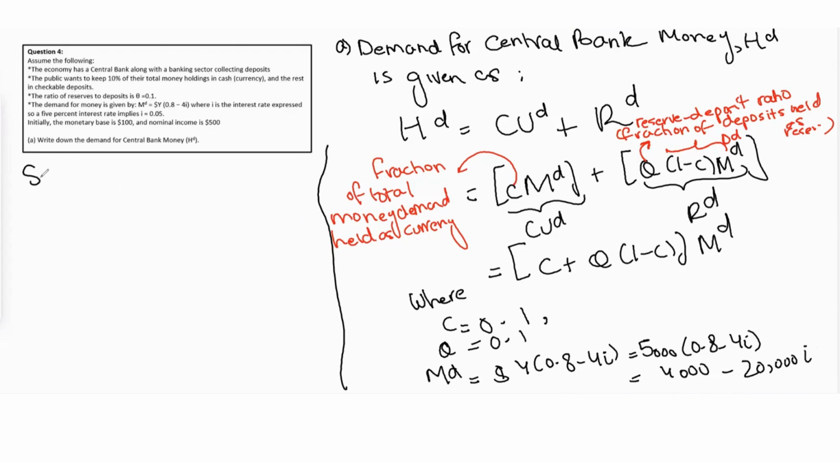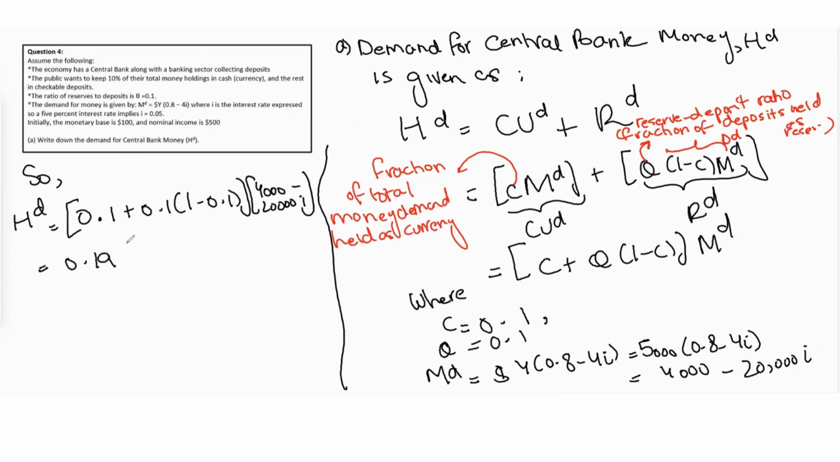So demand for central bank money is given to us as (C of 0.1 plus theta of 0.1 times (1 minus C of 0.1)), and then times money demand, which is 4,000 minus 20,000i. So if we simplify this a bit, this is 0.19 times (4,000 minus 20,000i). Then this is 760 minus 3,800i. So this is how we can find demand for central bank money. Now we'll do the remaining parts in part 2.